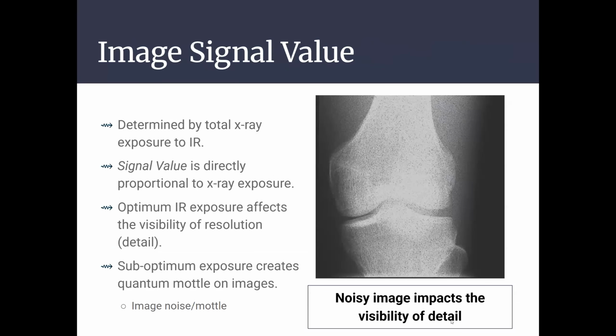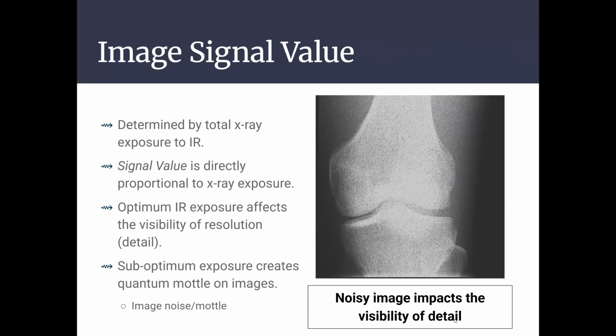So image signal value is determined by the total X-ray exposure to the image receptor. It is directly proportional to the X-ray exposure, meaning if the exposure that reaches the detector is high, then the signal value will be high. If the amount of X-ray exposure that reaches the detector is low, then the signal value will be low.